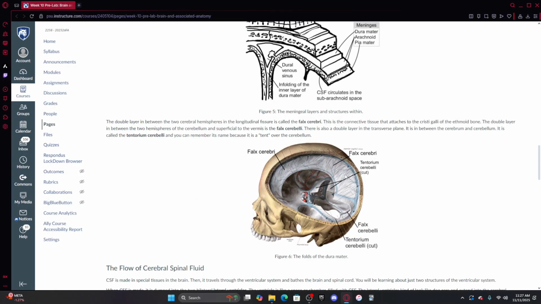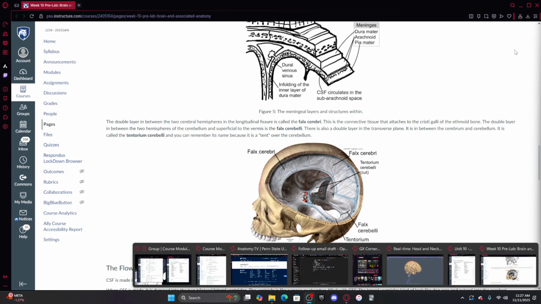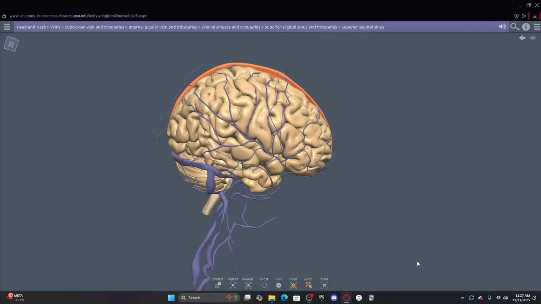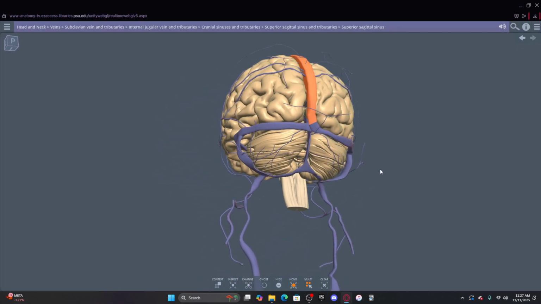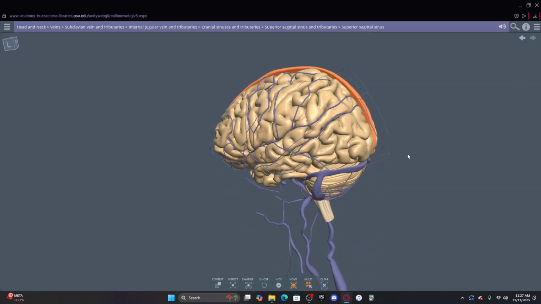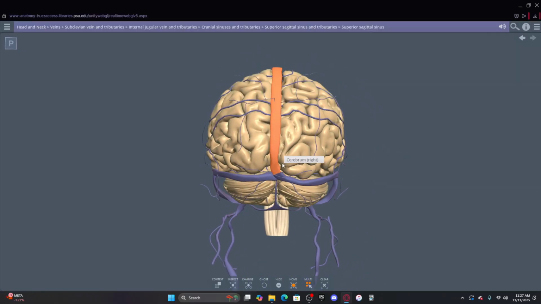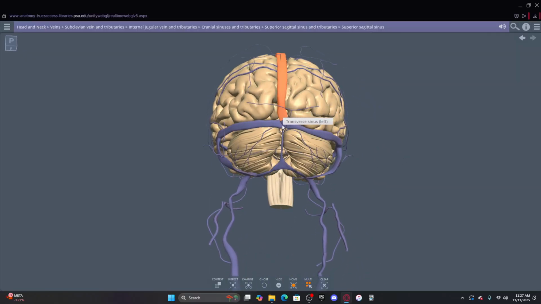Right, so inside of the falx cerebri, you're going to have your superior sagittal sinus. Remember, this is dura mater. And then from the superior sagittal sinus, we move on to the confluence of sinuses. So that's this structure right here. This is the confluence of sinuses.